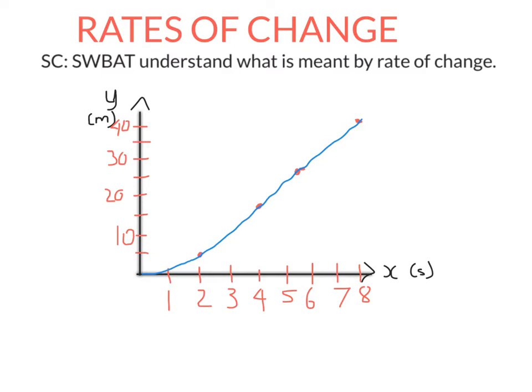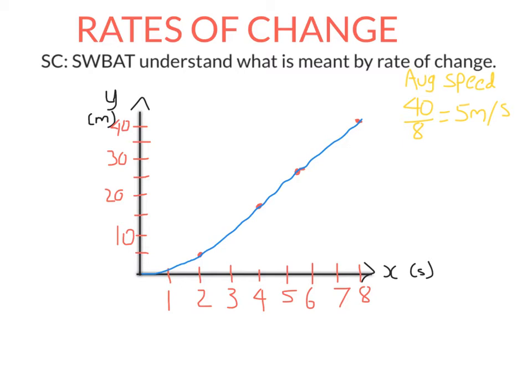So their average speed is just 40 over 8, which is 5 meters per second. That's their average speed, but we know if someone was running a race, they wouldn't go the same speed all the time. They'd start off a bit slower and they'd pick up speed as they go. And obviously if they kept running, eventually that speed would slow down because they'd get tired. So the average speed here is 5 meters per second, but the thing is this runner is traveling at a different speed after different times. So we're going to look at the speed at different times.